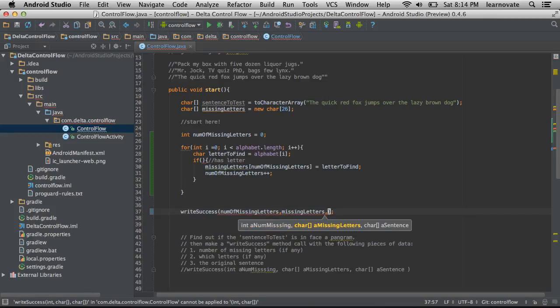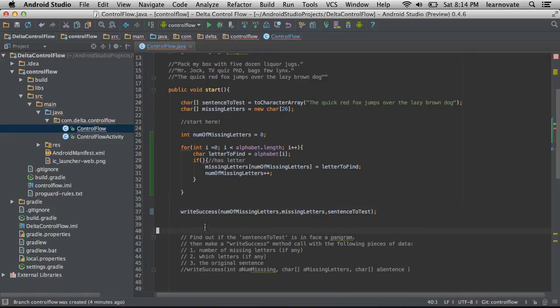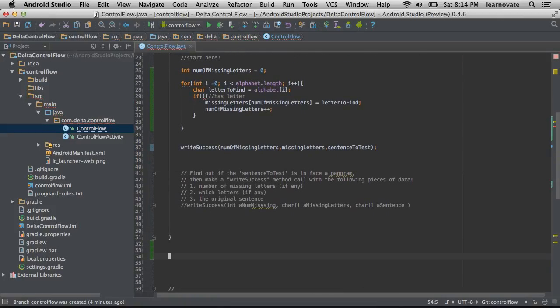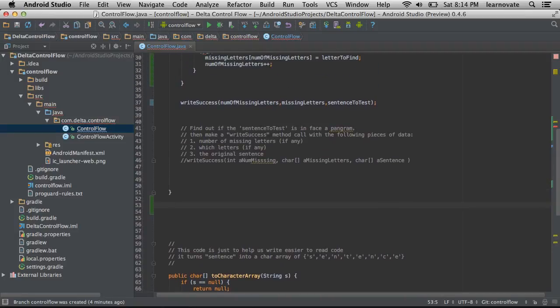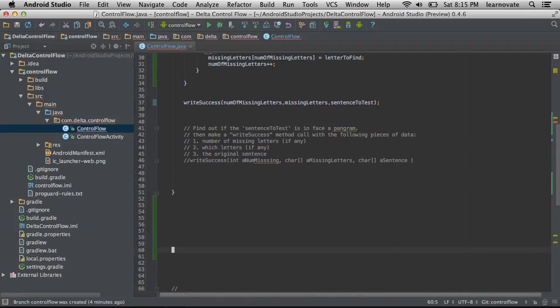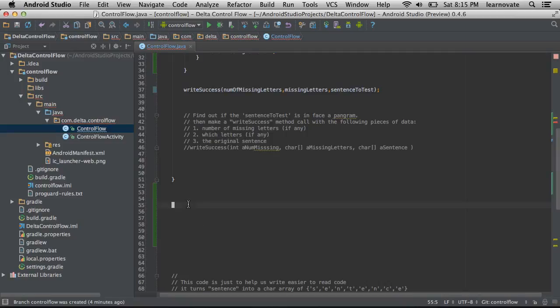So what is this write success method? That's a method that's just pre-written that will take the number missing and then the actual character array of letters and the sentence and just print it to the log, because I don't really want people to be focusing on that right now. Just want to focus on the actual logic of whatever they're doing. So it's a helper method that you wrote for them. Yeah. There's another one up above that does the same thing by turning a string into a character array, so they don't have to deal with that. Because otherwise it's pretty annoying to have to use single quotes to describe a whole sentence.